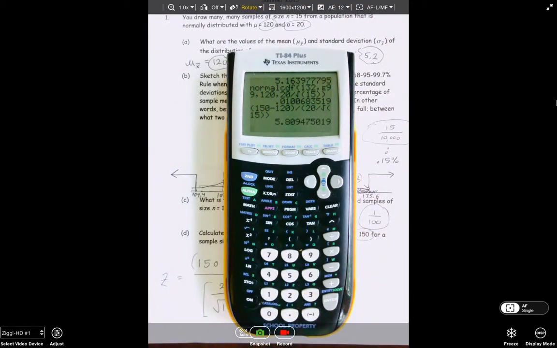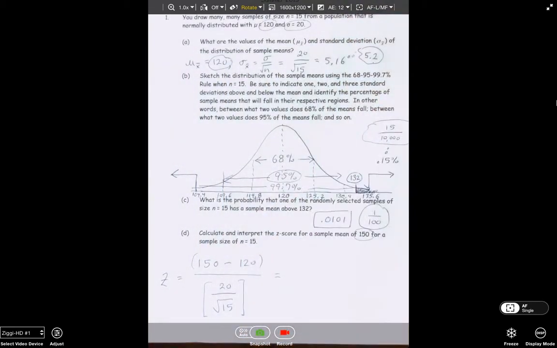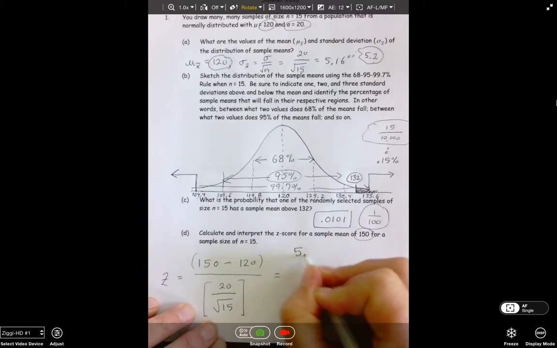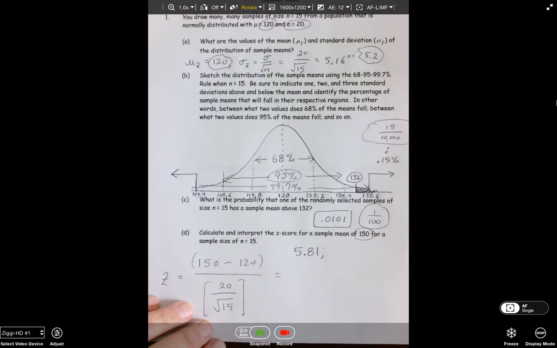So this is 5.81 standard errors above the mean. And we knew it would be just by looking at the picture. So guys, this answer here would be 5.81. That'd be the z-score. But I also asked you to interpret it.